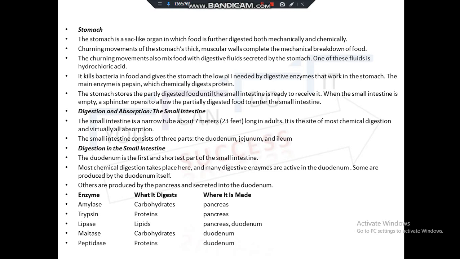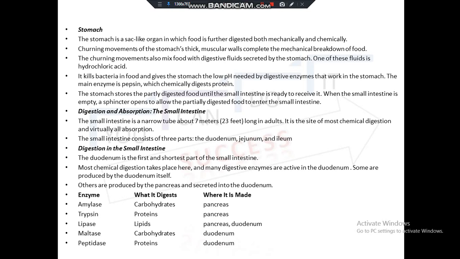Now from the stomach, the food is entering the small intestine. It enters the duodenum, and duodenum is very important because it receives the enzymes from the pancreas as well as the liver, as I've already shown you in the diagram. If we are asked about the source or what an enzyme digests, amylase is present in the saliva, but it is also present in the small intestine, and it comes from the pancreas. It helps in the digestion of carbohydrates.